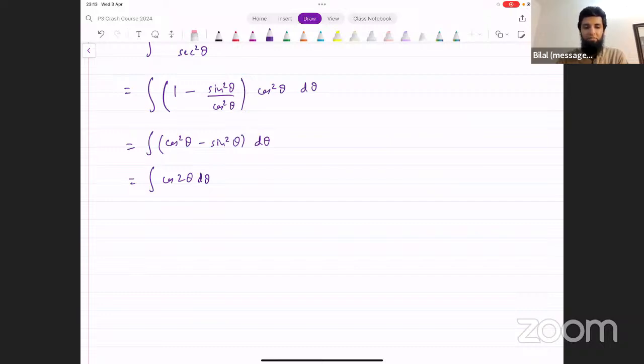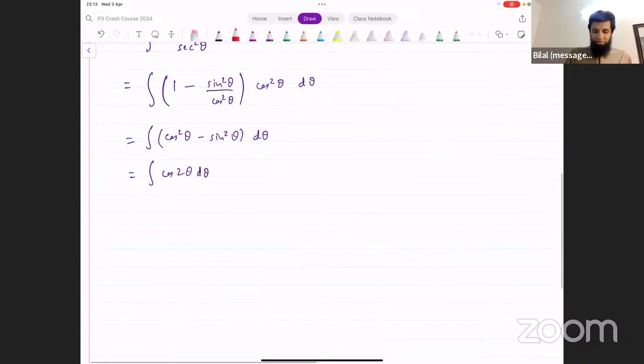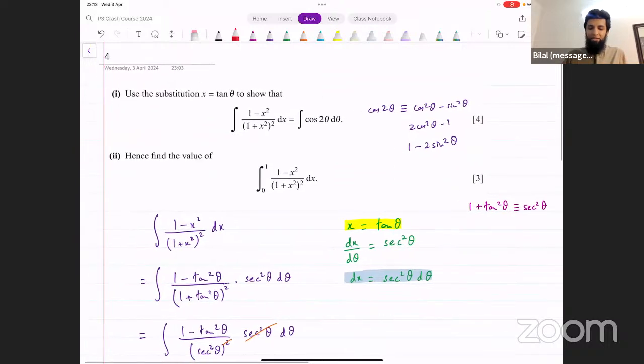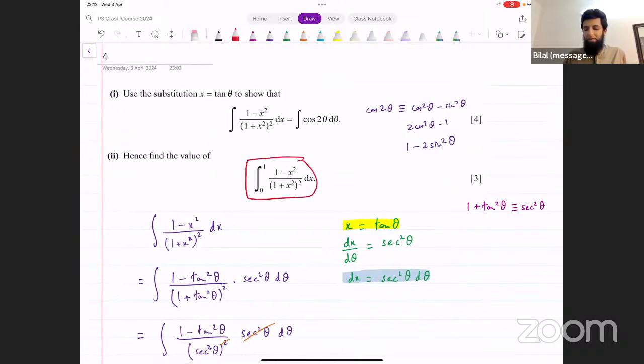That's the first part. So you've done the substitution, converted everything from x to theta. Now let's look at the second part. In the second part, it says, hence find the value of this integral. It's the same integral as before, but now they've given us some limits as well.